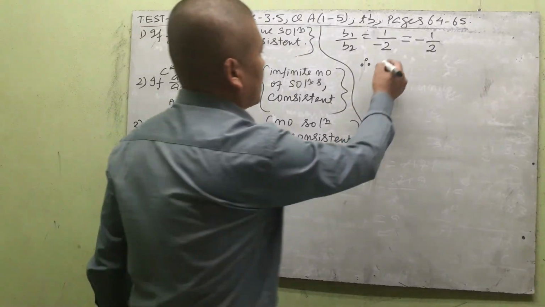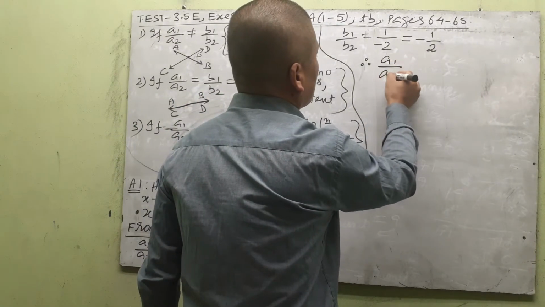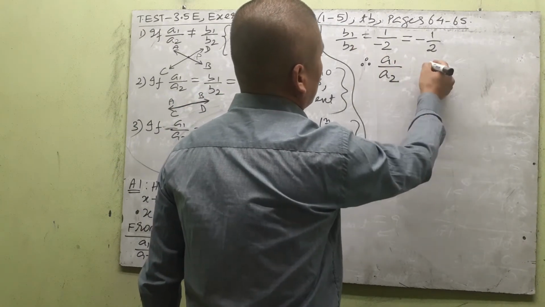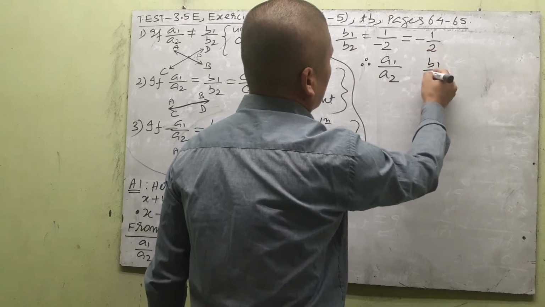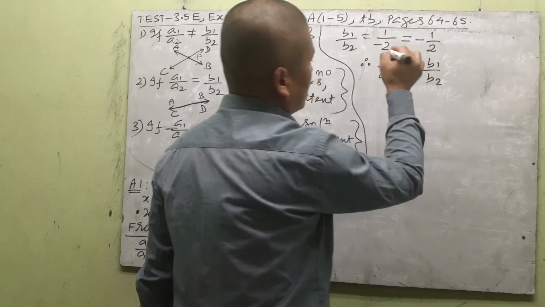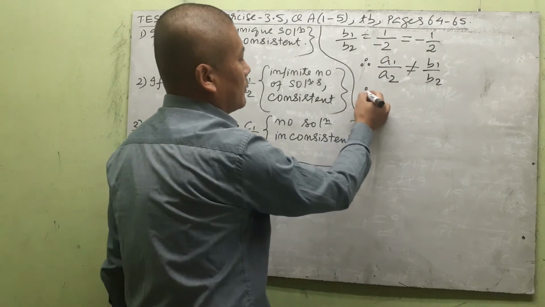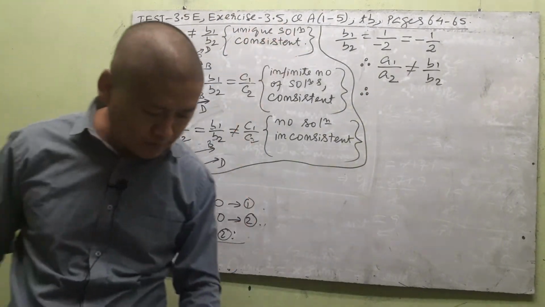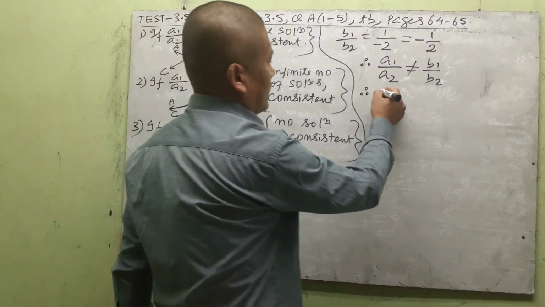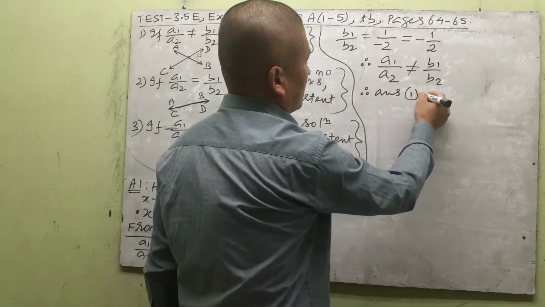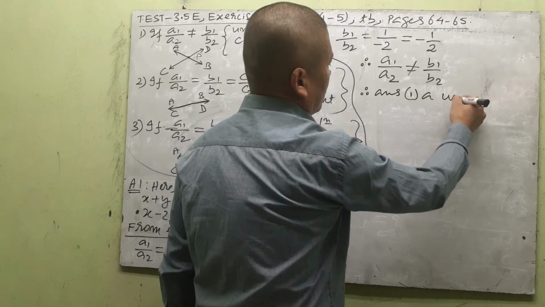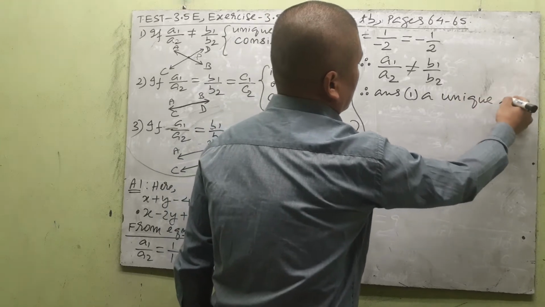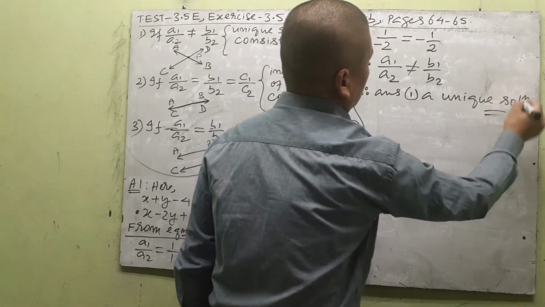Okay, so we see that A1 by A2 is 1, B1 by B2 is minus 1 by 2. So these two are definitely not equal. Therefore, they have what solution? Unique solution. So which one matches? Choice number A. So the answer is choice number 1, a unique solution. So that's how we do it.